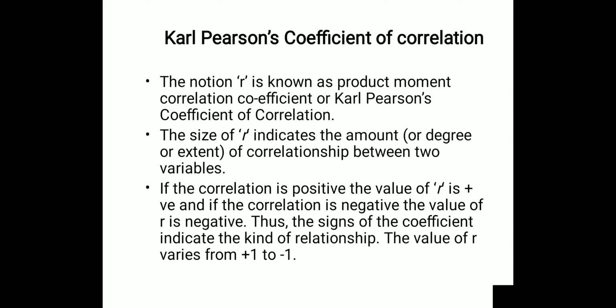The size of R indicates the amount of correlation between the two variables. If the correlation is positive, the value of R is positive, and if the correlation is negative, the value of R is negative. Thus, the sign of the coefficient indicates the kind of relationship. That is, the value of R varies from +1 to -1.